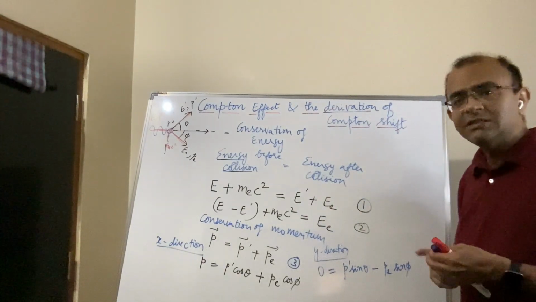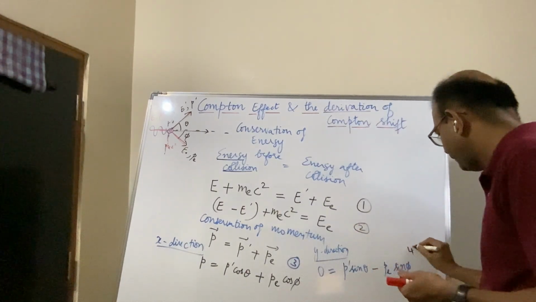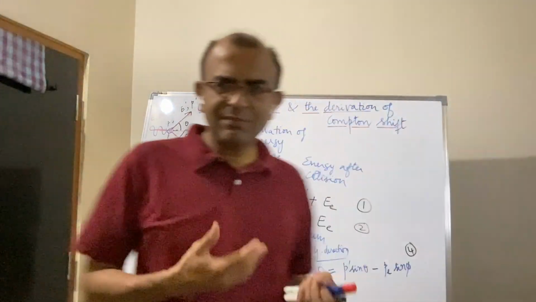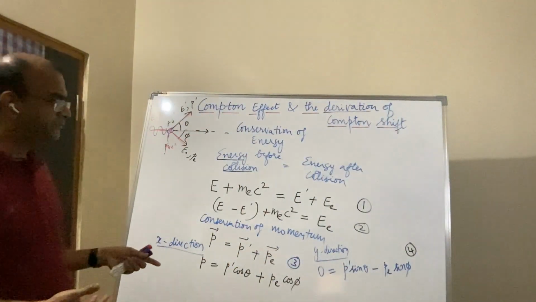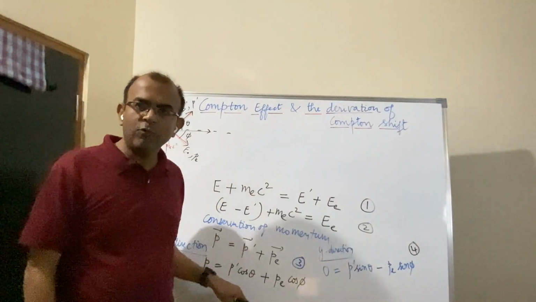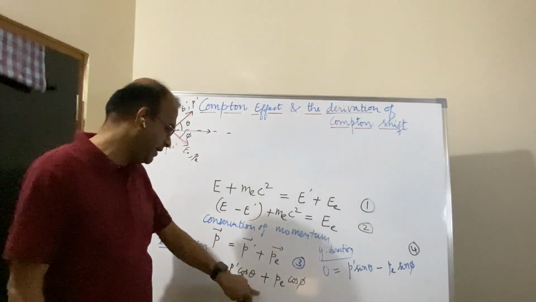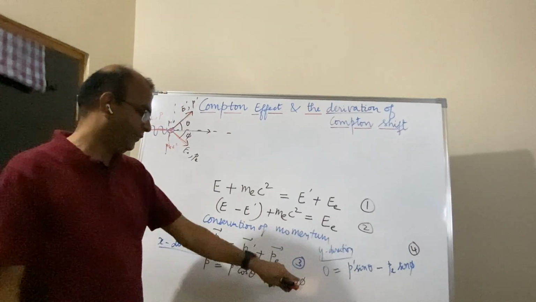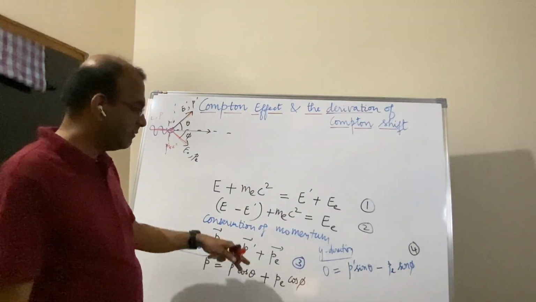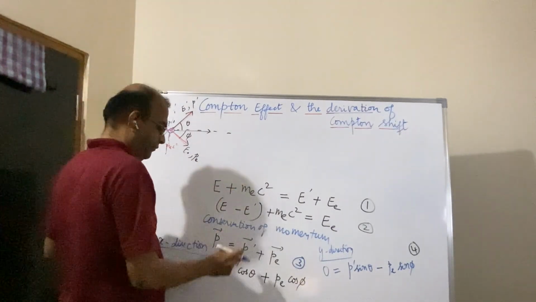Now we can call this equation 4, right? So we can use these expressions and proceed further in the derivation. Now what I'm going to do is square and add equations 3 and 4. If I can square and add these two equations, then I can use them in my derivation further.